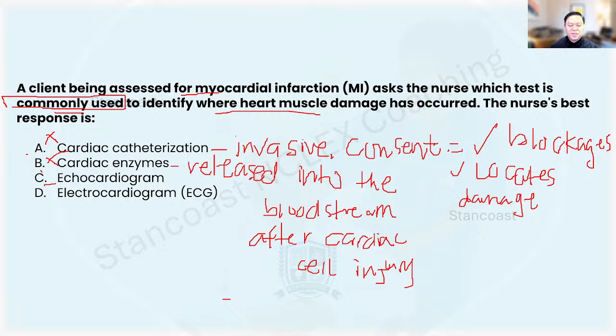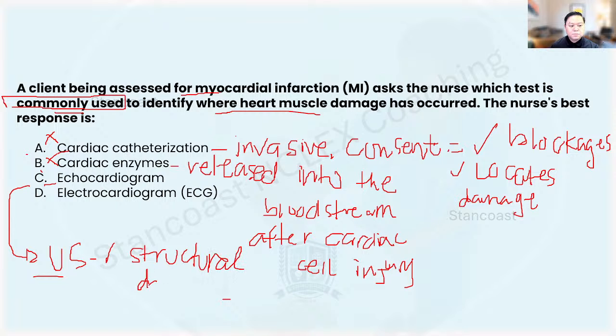Now, what about letter C, echocardiogram? So what is this testing? It's an ultrasound kind of testing, a more sophisticated kind of ultrasound that is going to assess the myocardial function. It can also check the movement of the blood flow inside the chambers of the heart. And it will also check for structural damage.